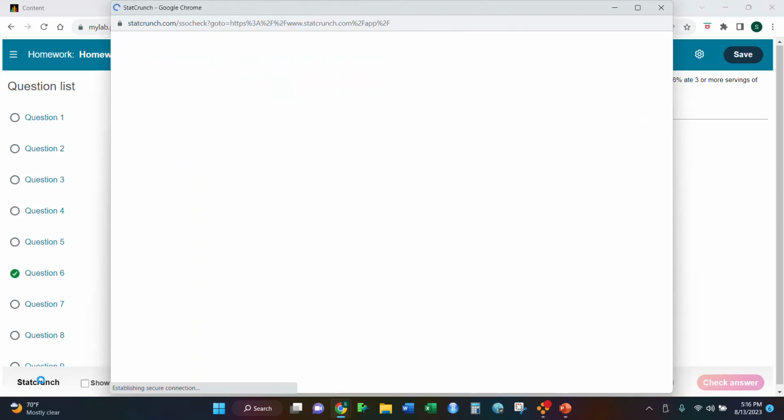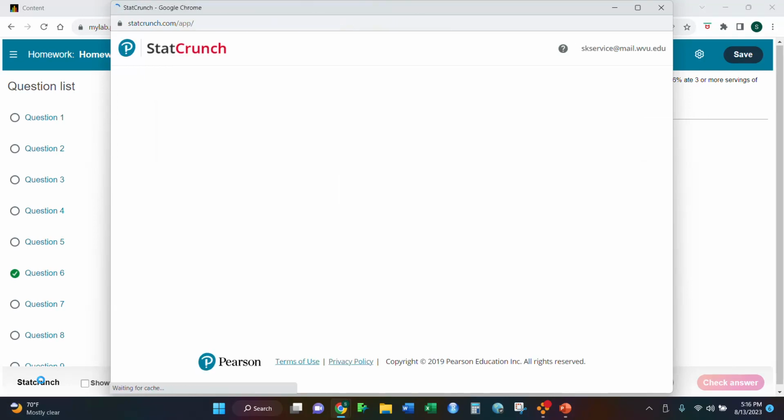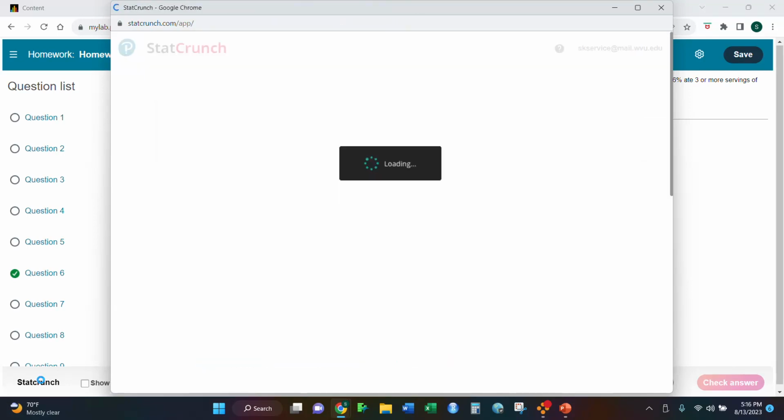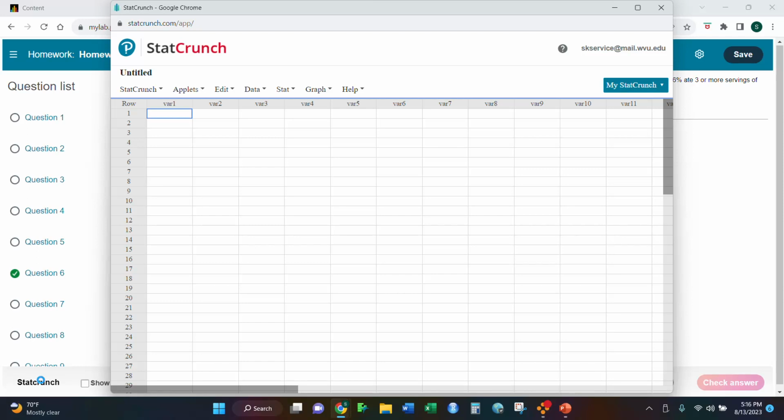StatCrunch is kind of an Excel program that works directly with Pearson. It is a very user-friendly point-and-click software. So much of the statistics, the math part that you have to do can actually be done here in StatCrunch. And I'll show you how to use this throughout the semester, but I did kind of want to expose you to where you can access StatCrunch while you're doing the homework. Just so you kind of have an idea of how friendly this is.